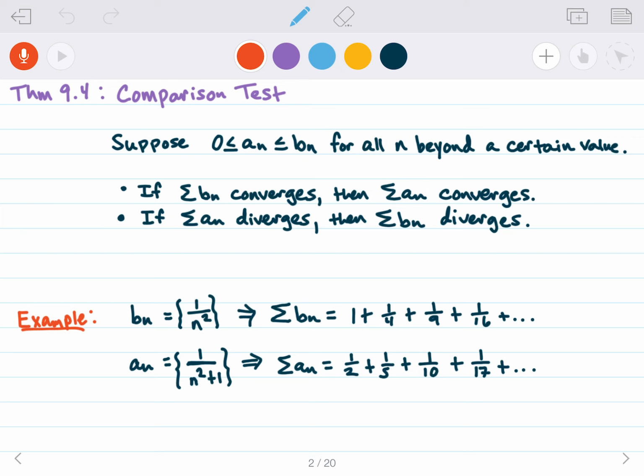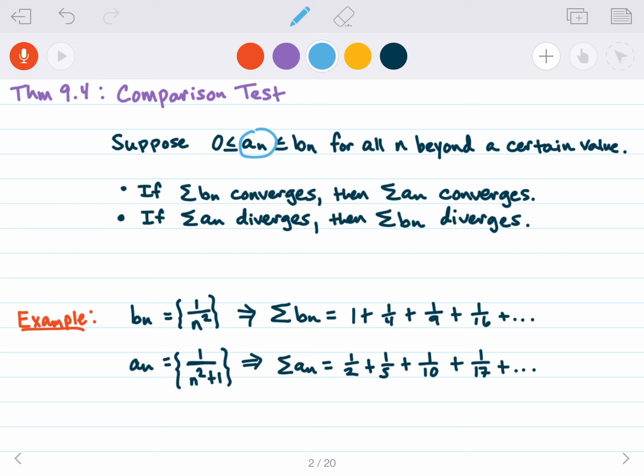So the first test that we're going to talk about is called the comparison test. And basically what this is saying is, suppose that your sequence, or your formula for the series that you're trying to find, is between 0 and another sequence b sub n for all n beyond a certain value. The idea is this: if the sum of b sub n converges, then the sum of a sub n converges, and if the sum of a sub n diverges, then the sum of b sub n diverges.